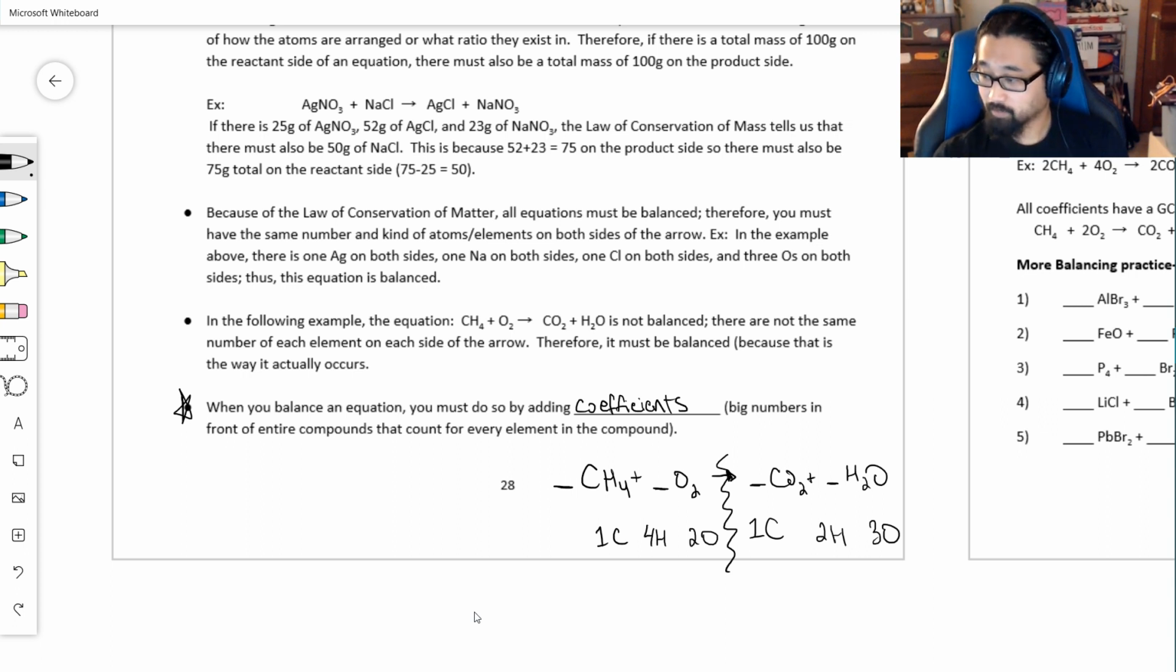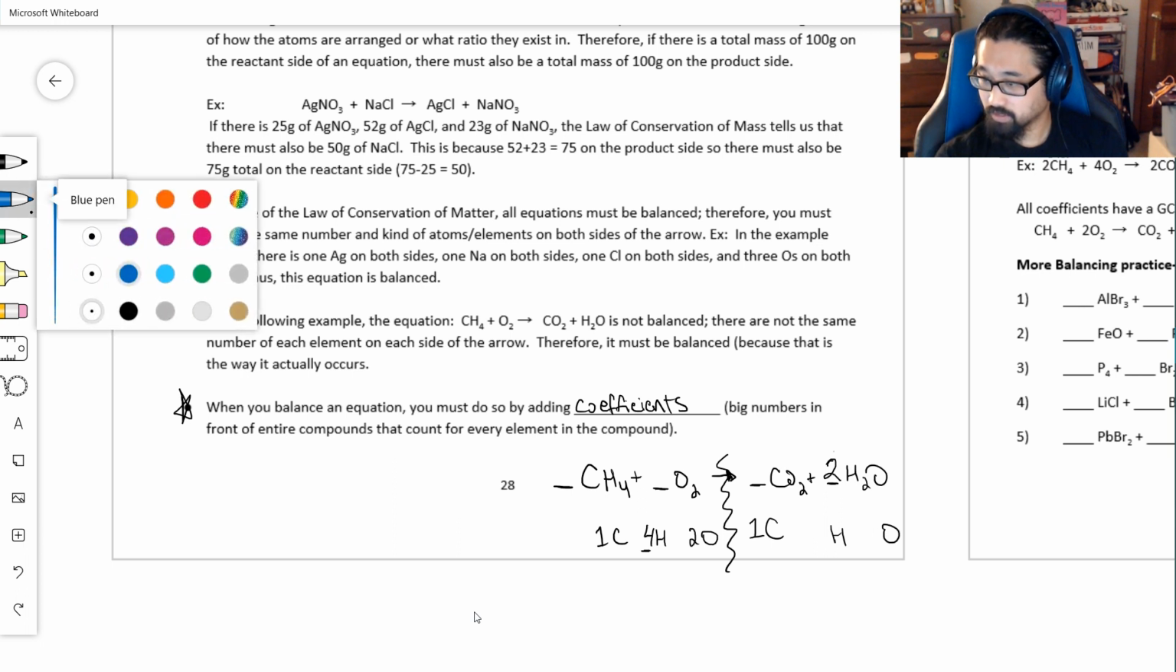My problem right now is that I have 4 H's here, but I only have 2 H's here. So I need to multiply this H by something. If I put a 2 in front of H2O, then it changes the number of H's that I have, and it changes the number of O's that I have. If I take 2 H2O's, it's going to be a little too big. Let's do that.